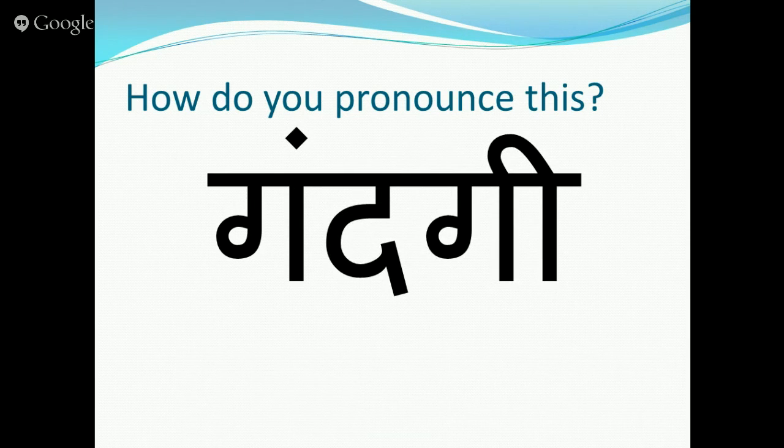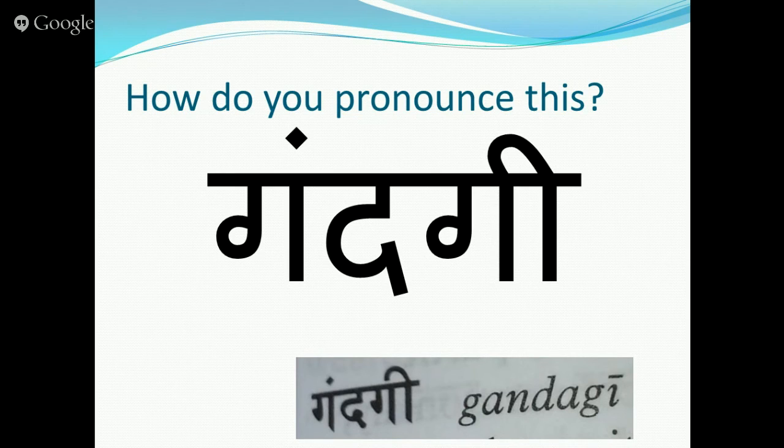How do you pronounce this? Do you have your answer? Well, if you said anything, you're wrong again because you should have looked in the dictionary. Why? Because we cannot trust anyone. They're all out to fool us. I'm sorry, I didn't mean to turn you into a paranoid person. And so we look in the dictionary and here we have Gandagi. So is the dot an N sound or a nasalized vowel?